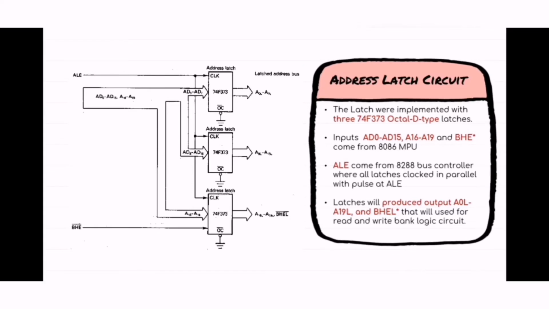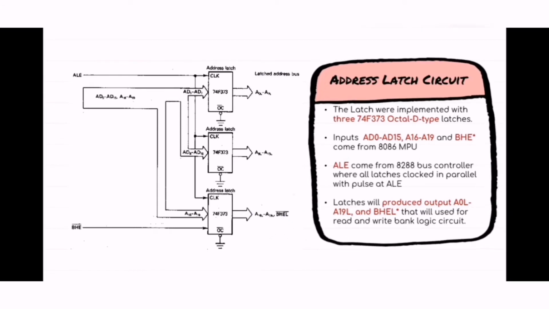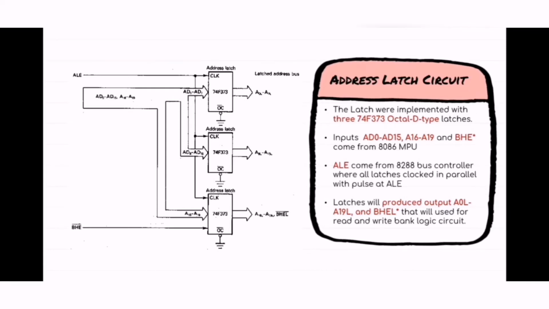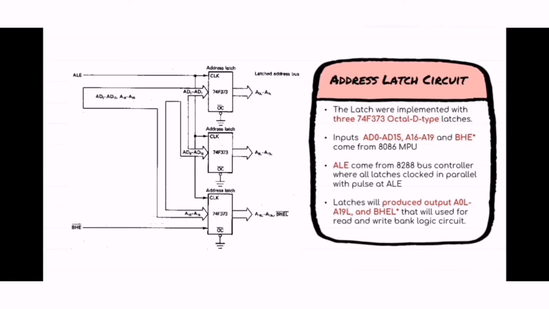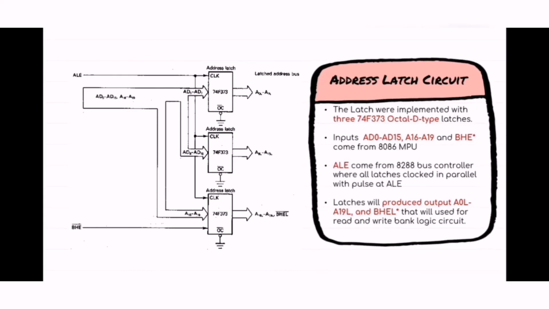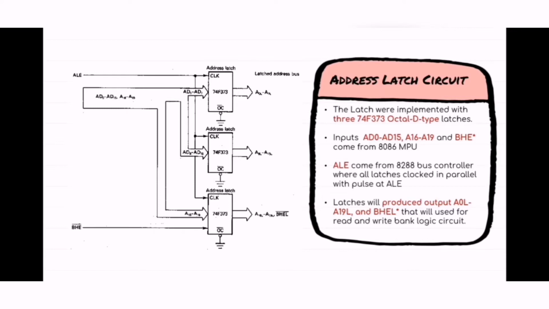Then the latch will produce the output A0L until A19L and also BHEL bar, where each latch has 8-bit address. Like this, the first latch has address 0L until address 7L. The second latch has address 8L until address 15L, and the third latch has address 16L until address 19L, and also BHEL bar.